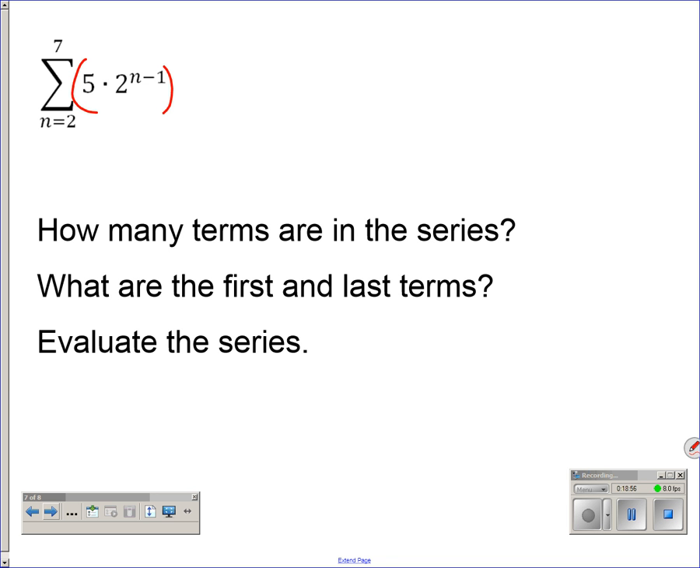Let me first ask this. How many terms are in the series? Nice, 6. Because think about it. You're going from your second term to your 7th term. That's saying do your 2nd, 3rd, 4th, 5th, 6th, and 7th. That's 1, 2, 3, 4, 5, 6 numbers. That's 6.